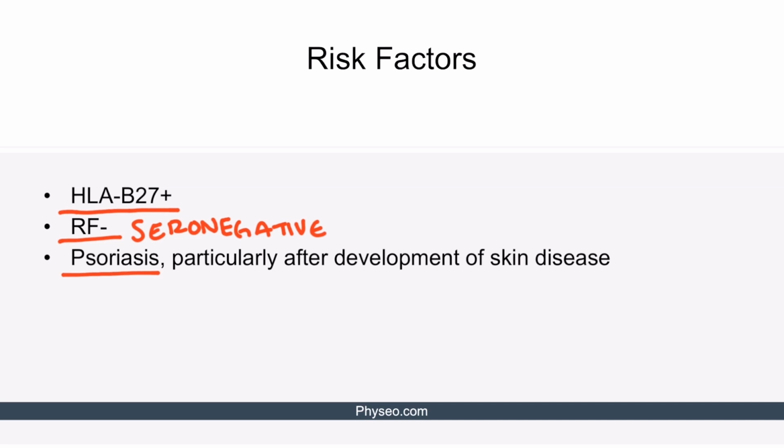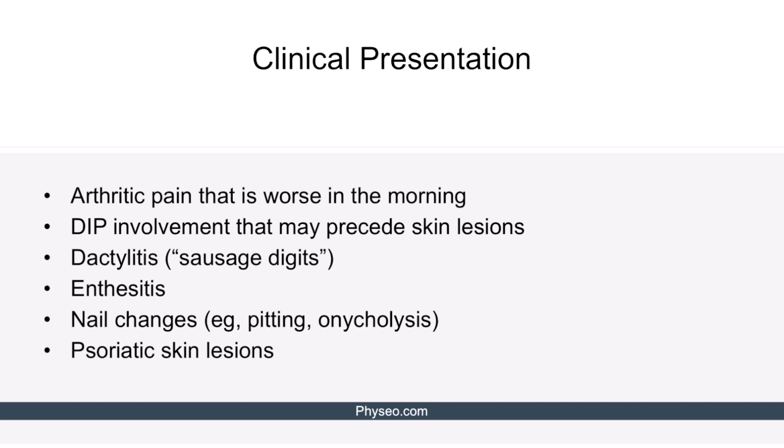Those patients that have already developed skin disease findings, such as a silvery scale over an erythematous region on the elbow, may be even more susceptible to arthritic changes. As is the case with other causes of inflammatory arthritis, the arthritic pain in these patients tends to be worse in the morning. To help distinguish psoriatic arthritis from rheumatoid arthritis, look for DIP involvement in the hands.